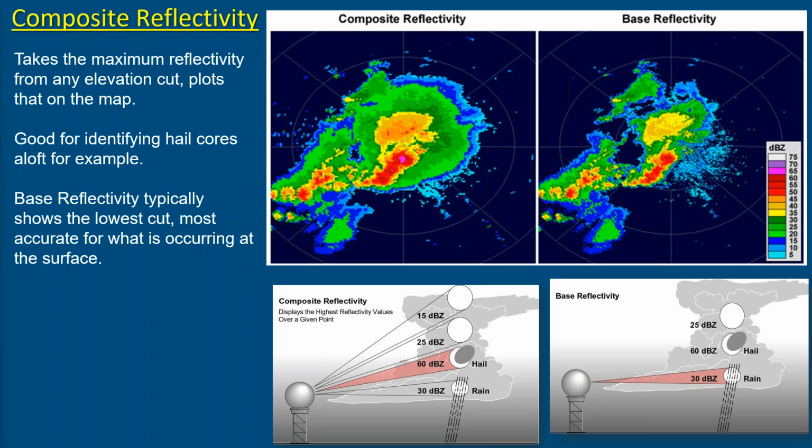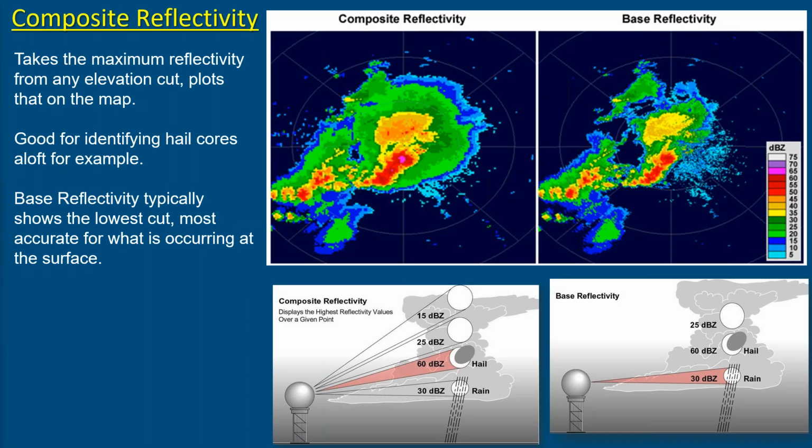Composite reflectivity, basically this slide explains what that is. A lot of times you'll see something called base reflectivity, which is usually the lowest angle cut, the returns at that angle showing what's going on closer to the surface. But what the composite reflectivity does is it looks at all the cuts, and what it plots on the map is the maximum return or the maximum reflectivity from any of those levels. And so you can compare the two here, composite versus base.